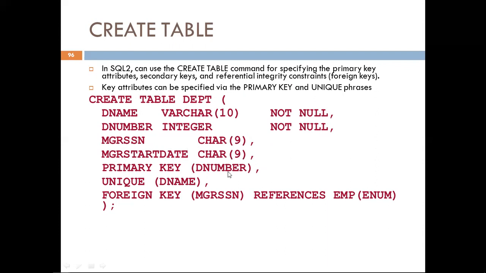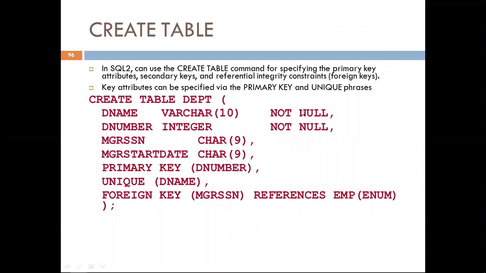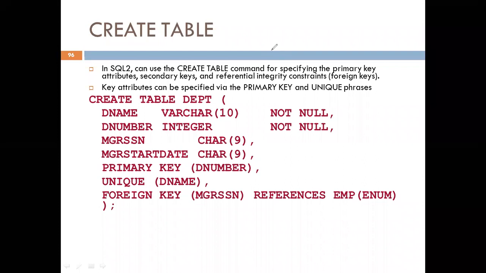So primary key department number. We are designating the department number as the primary key over here. It is the primary key, which means that the department number should not repeat. But if we make department number the primary key, the name can repeat. So instead, we'll also choose the department name as unique.